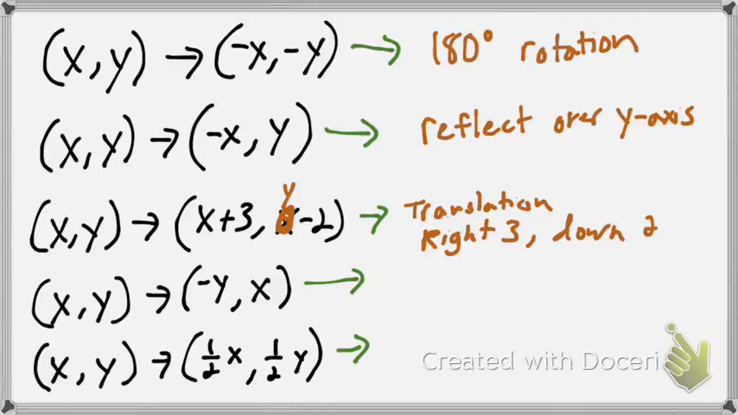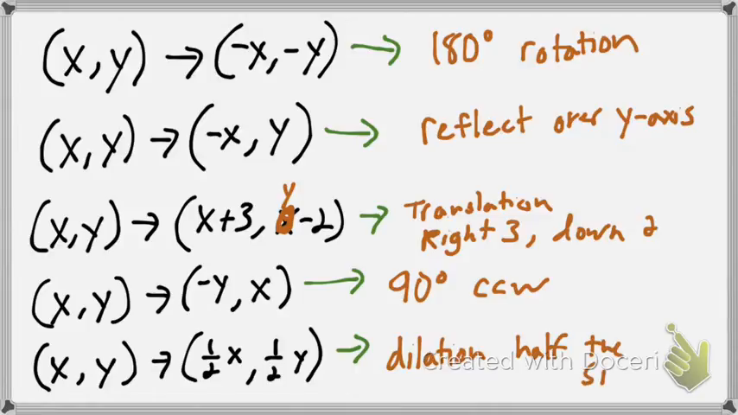Negative y and x. I can see that they switched positions, so I know that that's a 90-degree rotation. The y is what changed its sign, and so I know that it's counterclockwise. And the last one is a dilation. It's half the size of the original. Scale factor would be 1/2 or 0.5.